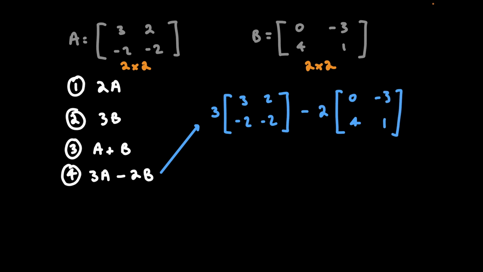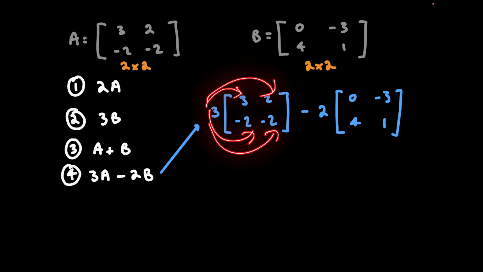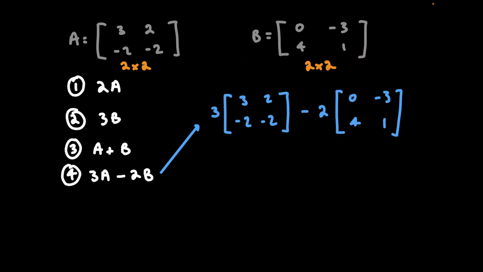So let us first evaluate the scalar multiple of both of these matrices, for matrix A and matrix B as well. So for matrix A, doing 3 times this matrix, that's just 3 times every element, which in this case is 9, 6, minus 6, minus 6. Minus away, if we do 2 times each element, that's the same as 0, and then negative 6, then 8, and then 2.